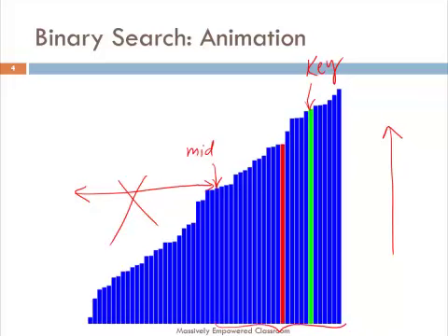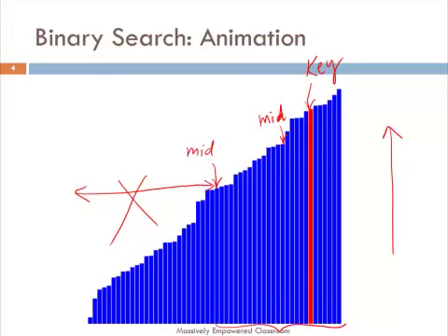Now what does it do? It finds the midpoint of this second half of the array, which in this case happens to be here. So this is the second midpoint. Right? Now what does it do? It compares the height or the value of this midpoint with the key.